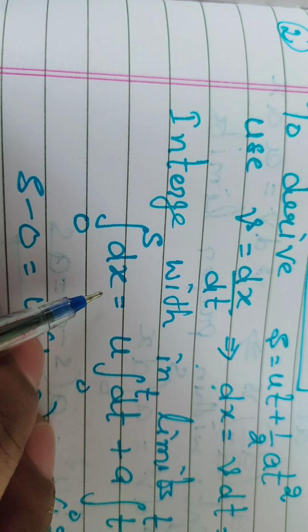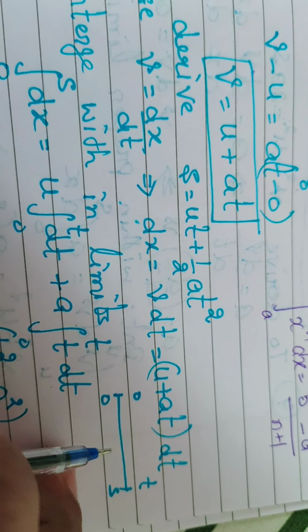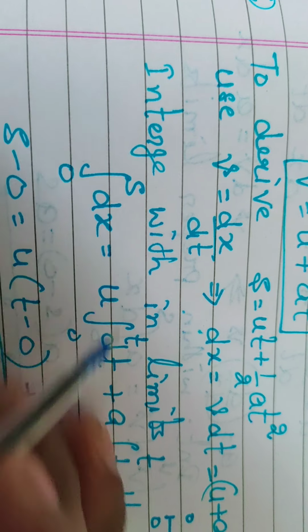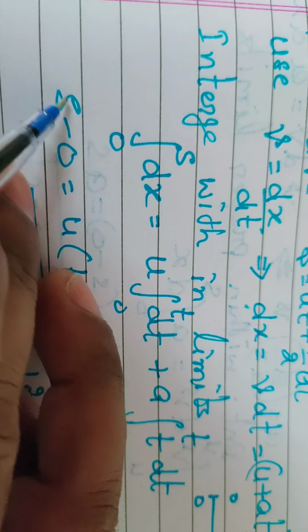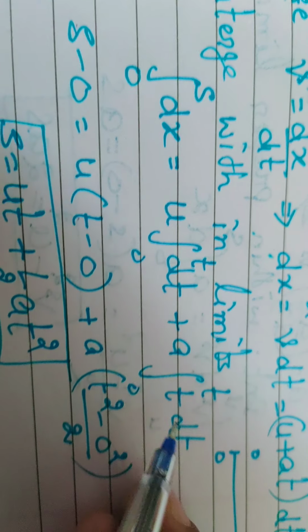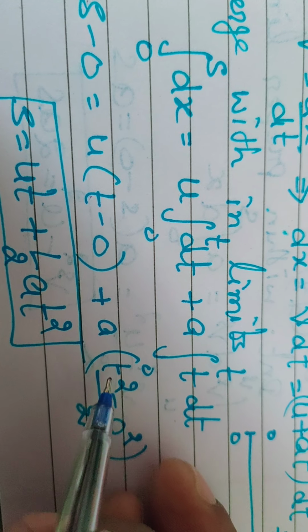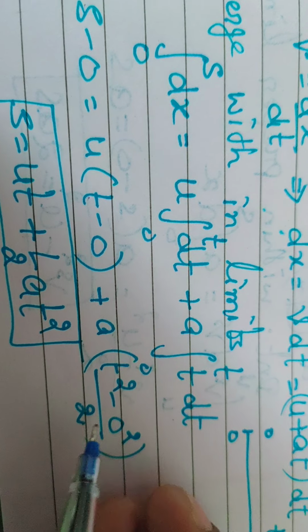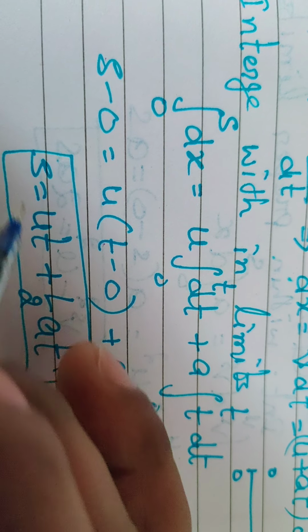Here x is displacement. Definitely you are moving, you are covering some distance. Limits 0 to s, 0 to t, 0 to t. Here it is s minus 0, upper limit minus lower limit, and here there is a power 1, so the upper limit is t, so t square minus 0 square, divided by 2, sorry. So this becomes s is equal to ut plus half at square.